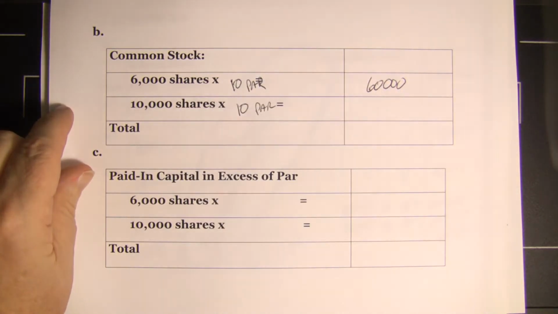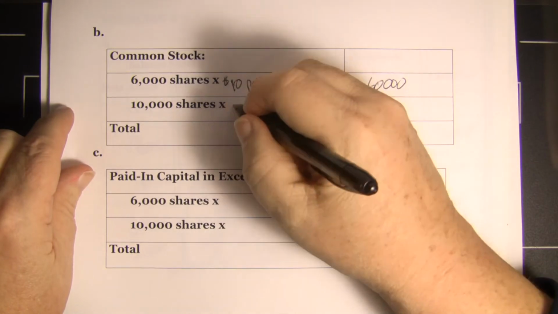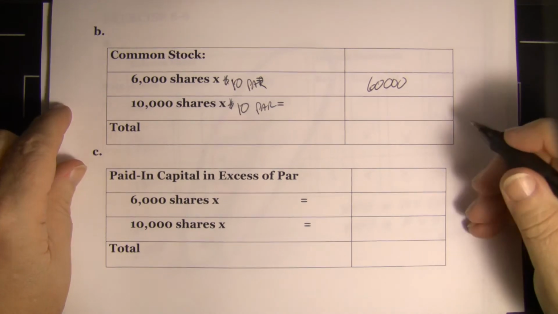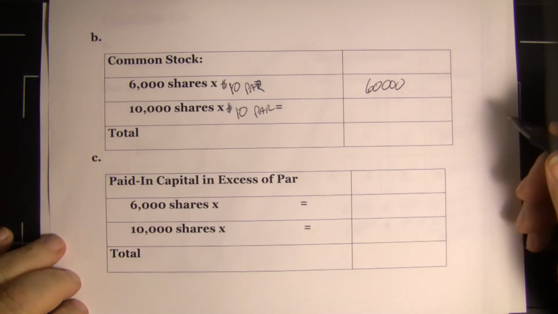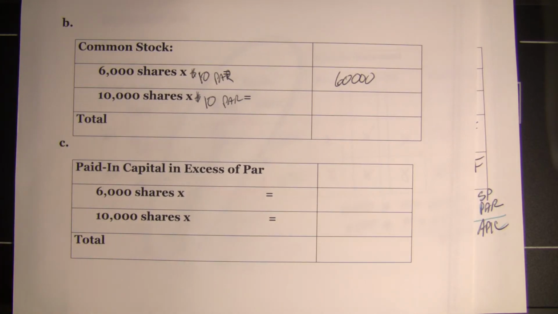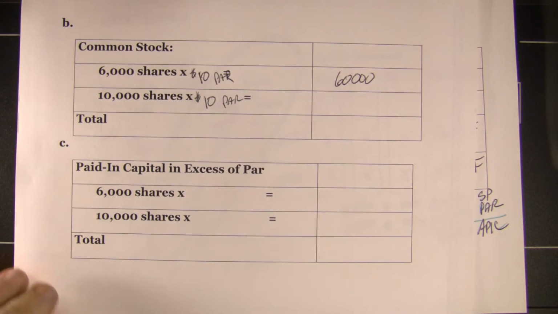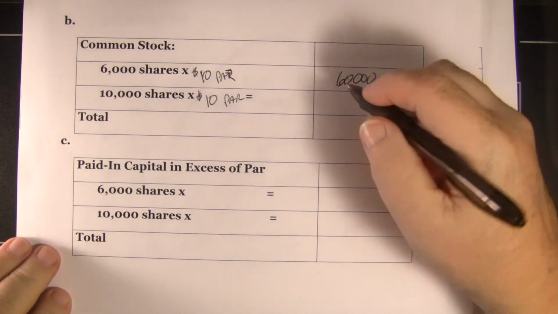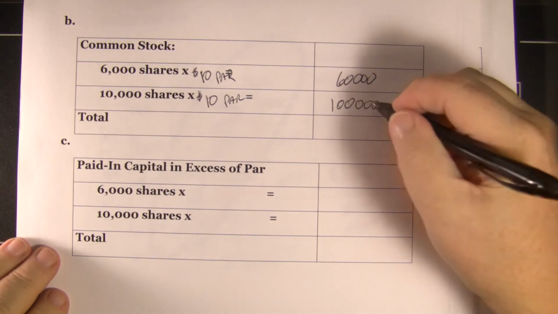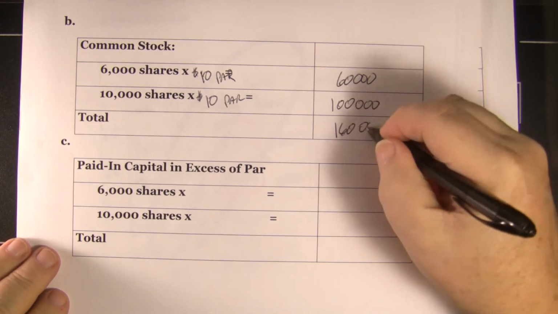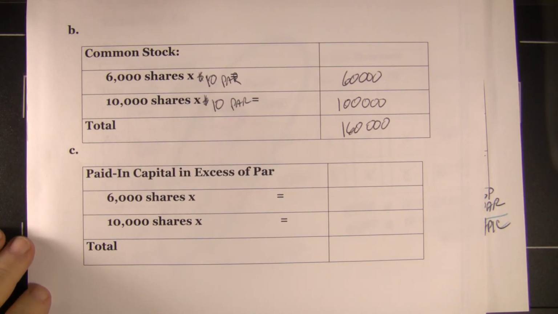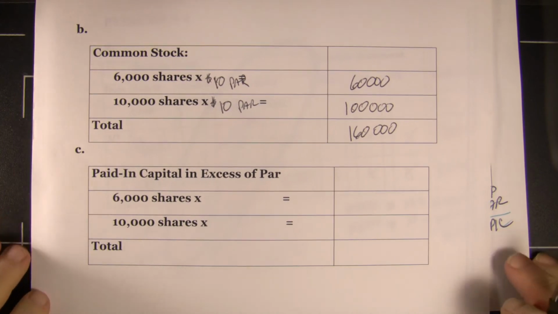And par is just a legal term. It means the least amount of capital, least amount of stuff the company can have. It really is a totally irrelevant term. It never meant much. It means even less now than it used to mean. So 10,000 times $10, 100,000, 160,000 is our common stock. That's what we would list in the balance sheet as our common stock.